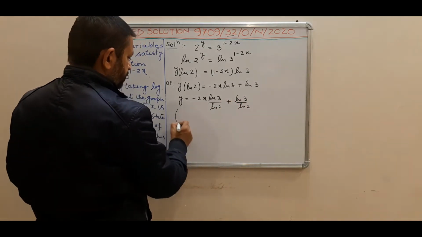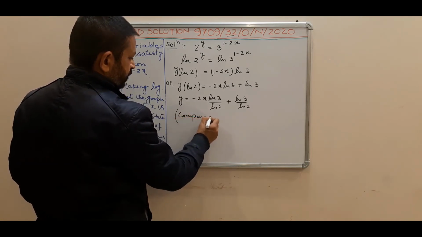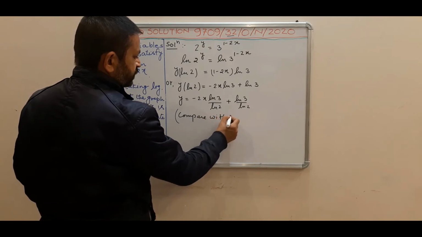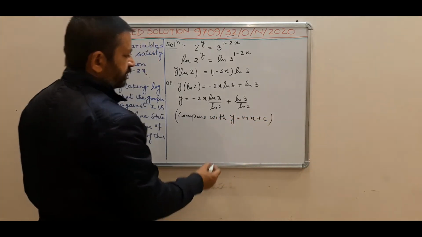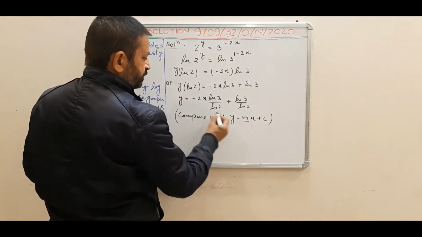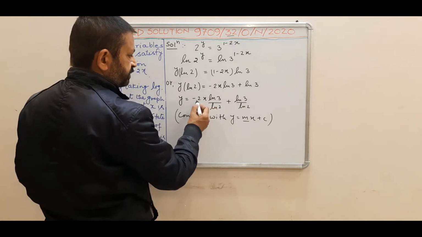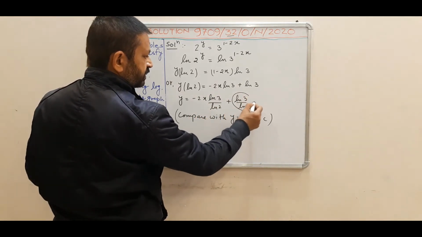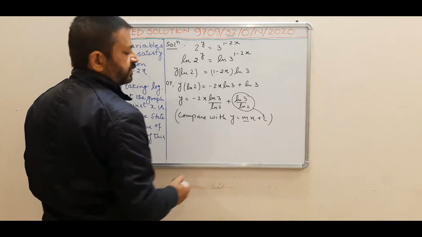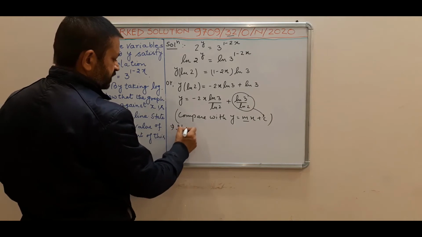So if we compare this with y = mx + c, it represents a straight line. m stands for the coefficient of x. So here it is -2 ln 3 upon ln 2, and this is c. So this means it represents a straight line.